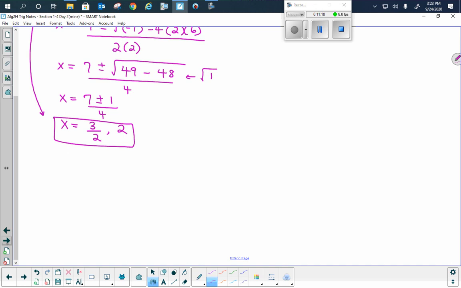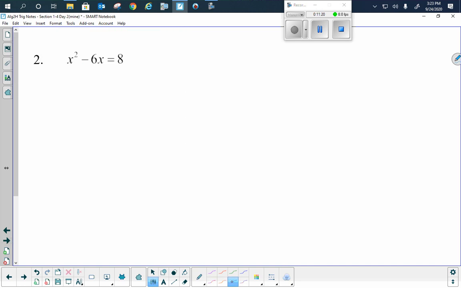Next. All right, this one. Well, guys, just like you can't factor, you can't use the quadratic formula, you can't do anything until this is set equal to 0. And of course, you always want to move it to the side where the squared term is positive. So I'll leave the x squared here, minus 6x minus 8 equals 0.